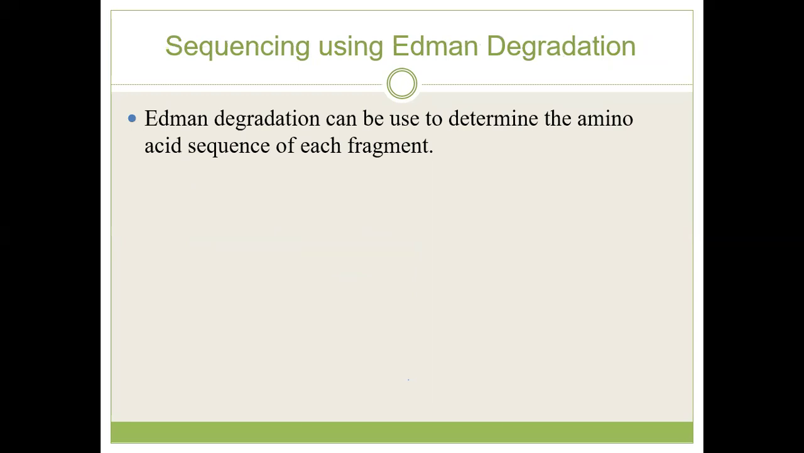Now the next thing is you sequence it using Edman degradation. When you have the fragments, for example after putting in trypsin, you have 4 fragments from treating with trypsin. These are smaller fragments. You can sequence them using Edman degradation. When you sequence them using Edman degradation, you are going to have the sequence.